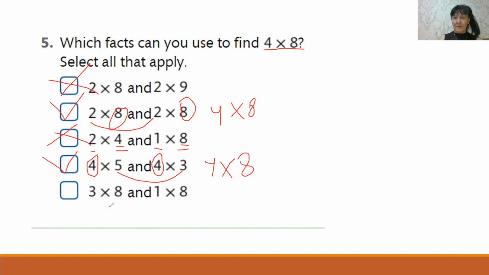Now check the last one. Do we have the same factor at the same place? Yes, we have 8 here and 8 here, the same place. I mean, first factor or second, the same place, okay? Now 3 plus 1, is it 4? Yes, so do we have 4 times 8 here? Yes, we have. That's it.